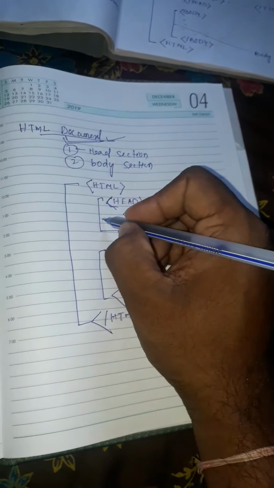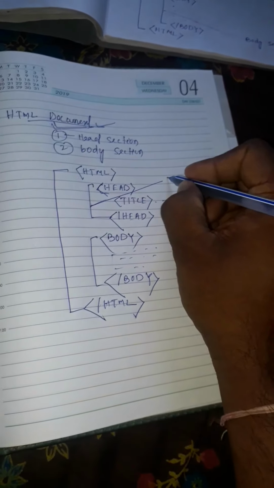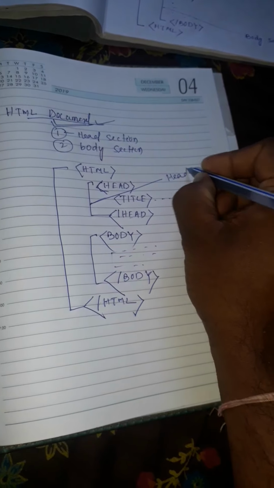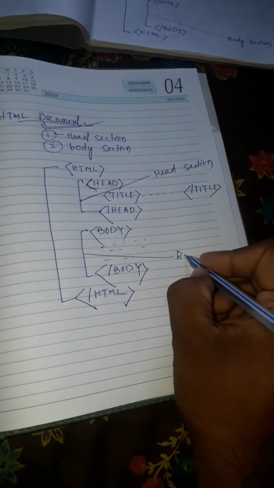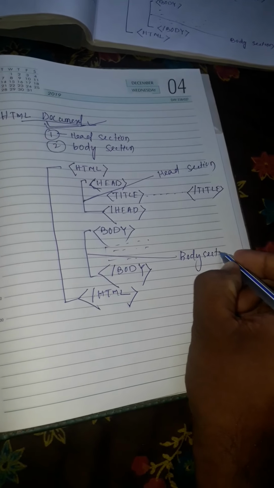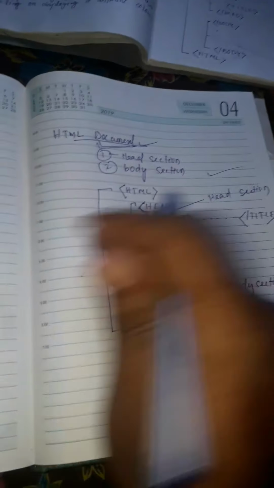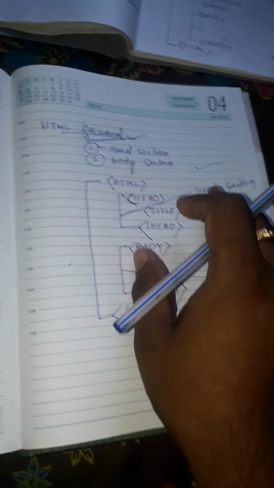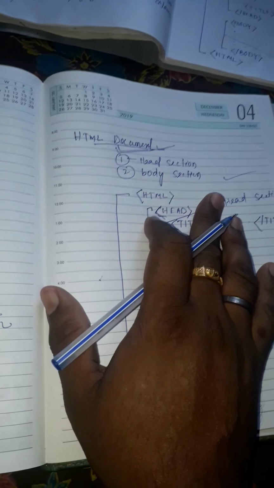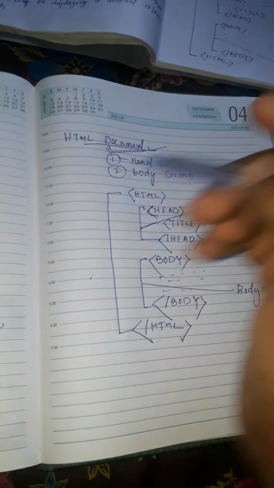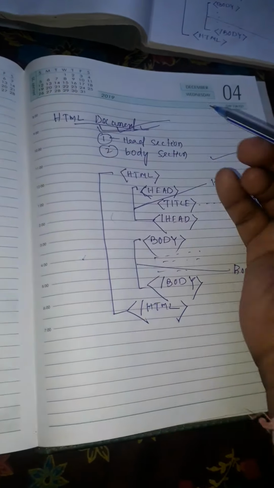Completed HTML document or HTML structure. This section is called the head section, and this section is called the body section. Now the HTML document is completed. My dear student, now this HTML based web page covering basic tags is completed, the requirements of HTML are completed, and the HTML document is completed.